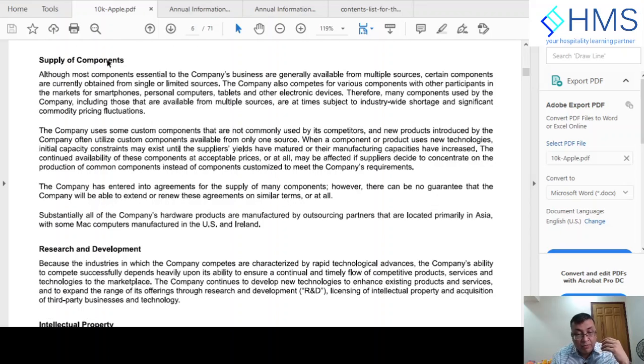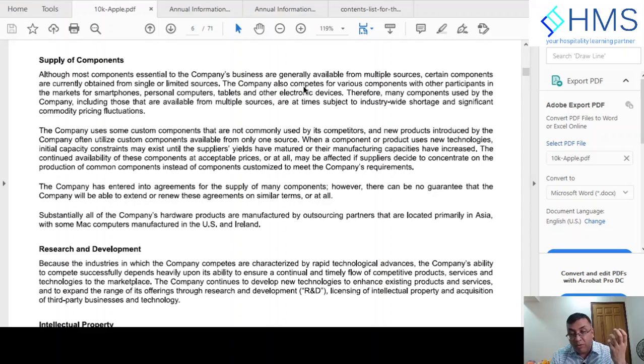Then there is information about the supply of the components, so how the company is getting the components. Here you can see the components are generally available from multiple sources. Certain components are currently obtained from a single or limited sources. So you may need to know what they are and what the impact is.